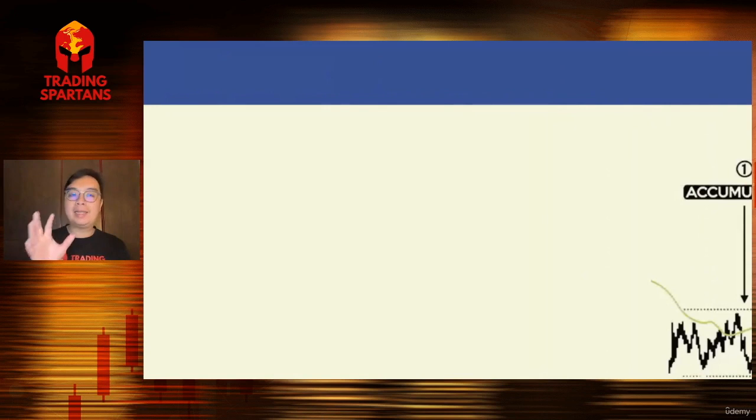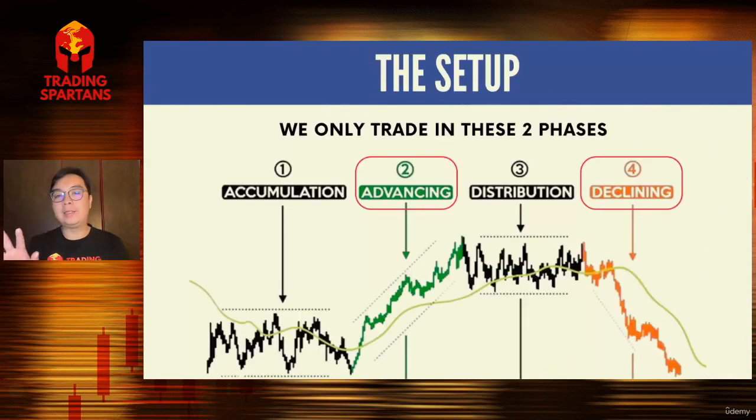And if you look at the setup, we only trade in these two phases using my trend sniper strategy, which is during the advancing phase, whereby price is moving higher, or the declining phase when price is moving lower. So of course, there's another two phases called the accumulation and the distribution, but we don't trade during these two phases. Why? Because we don't want to be trapped in a ranging market where price is ranging with no direction, right? So for my strategy, the market needs to be either advancing or declining, moving higher, trending strongly, or moving lower, trending strongly.